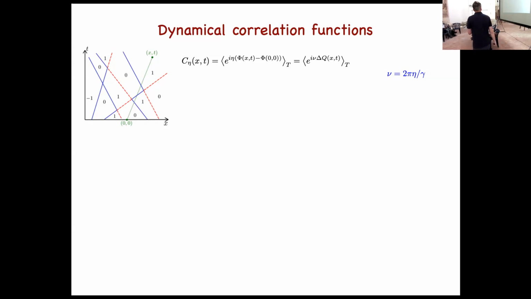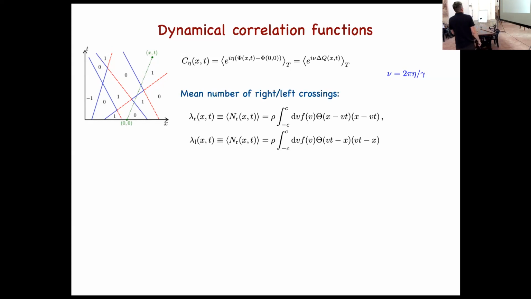And what I have to compute for this correlation function is essentially the difference of numbers in the domains where the origin and x and t points are. Because this is just a field difference. Here, nu is a combination of the sine-Gordon coupling and eta, which is the parameter of my observable. Actually, almost everything will depend only on this combination.